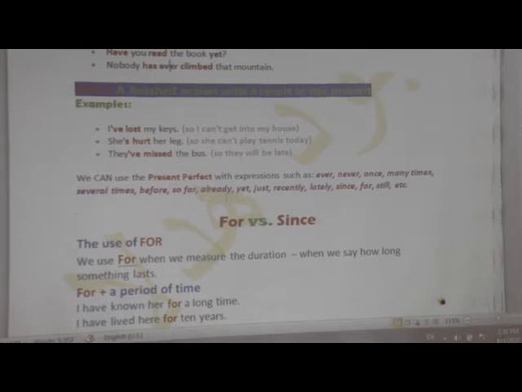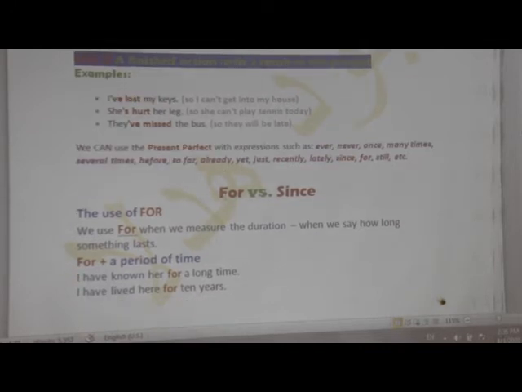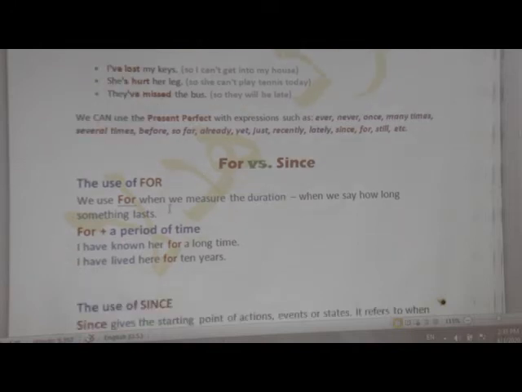Now, let me tell you about the difference between for versus since. Both are used in the present perfect tense. So what is the difference? We use for when we measure the duration. So for plus a period of time. Again, for plus a period of time. So for example, we can use hours, minutes, centuries, years, weeks, etc. So a period of time.